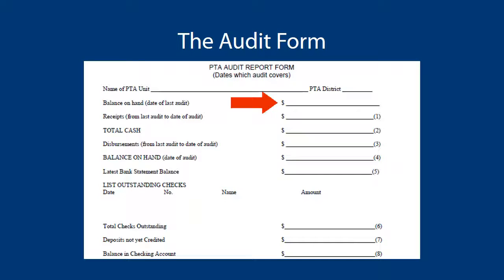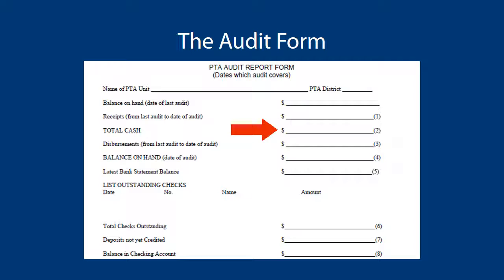The audit committee fills in the balance on hand from the most recent audit. Assuming you are using this report form, this value would be taken from line 4 from the most recent audit report. Line 1 is where the audit committee records all of the income to the PTA since the most recent audit. This includes all fundraisers, donations, and PTA dues, including Illinois PTA and National PTA dues. If the audit is for an entire fiscal year, this value is the PTA's gross receipts, a figure you will need to determine which IRS Form 990 your PTA will need to file for this fiscal year.